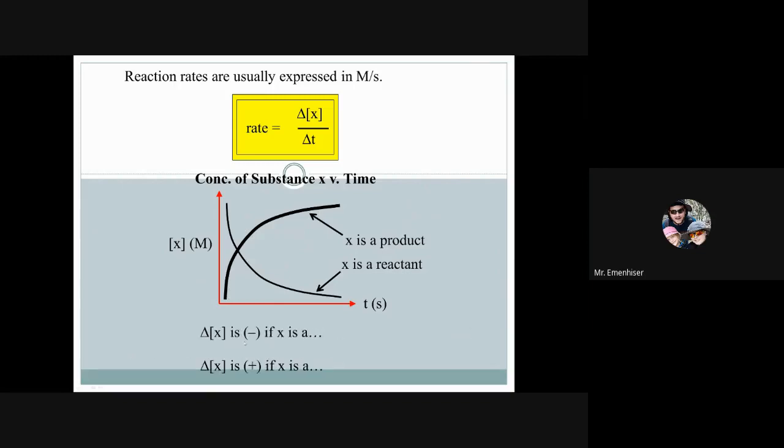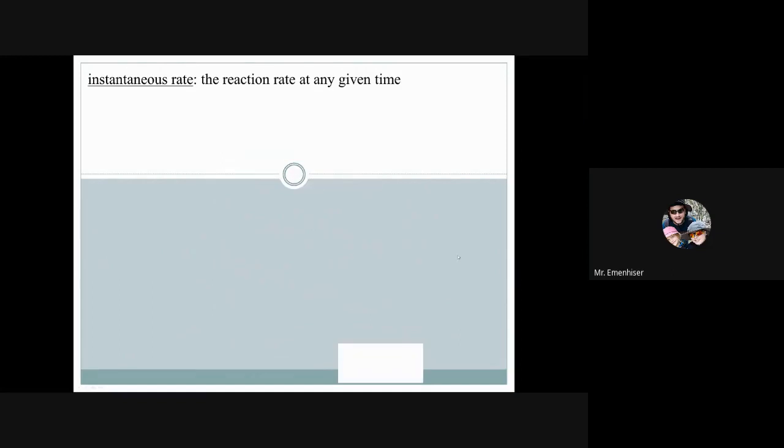Okay. Delta X is negative if it is a reactant because the reactants are consumed. And so the negative change of the concentration is a way to reflect the rate of the reactant being consumed. And then the change in concentration for a product is positive because it's being produced. The concentration is increasing over time. The concentration of reactants is decreasing over time. Okay, and we will do more kinetics next time.